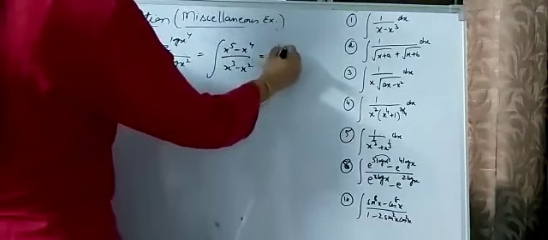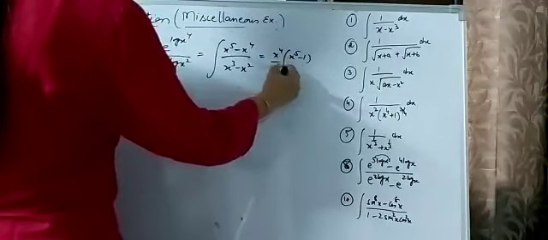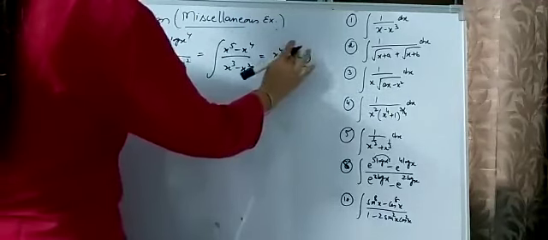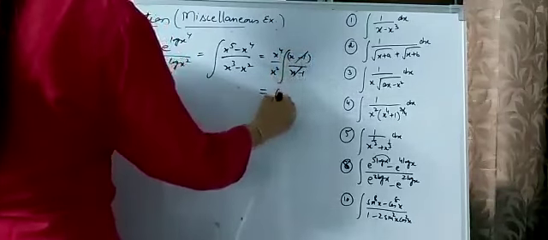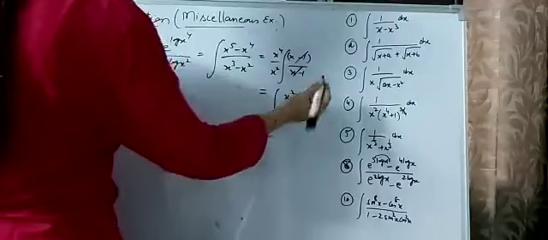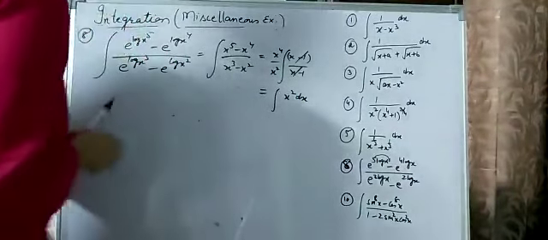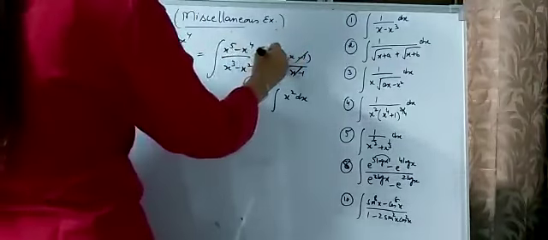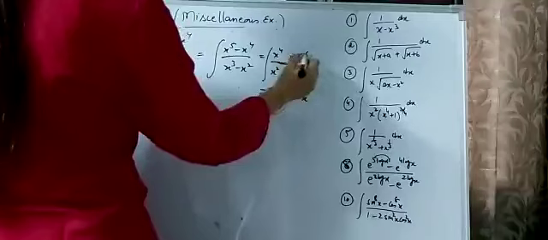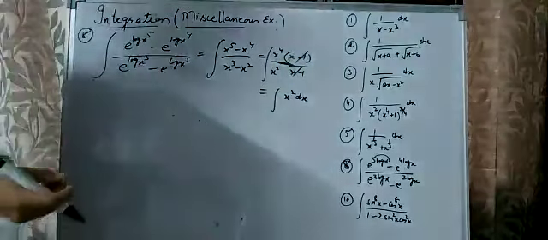Now you can take x4 common from the numerator and x square common from the denominator. This is cancelled out, so you will get x square dx. And what is its integration? That is x cube by 3. You can take all of this common within the integration like this. So this is cancelled out. So the integration of x square is x cube by 3.